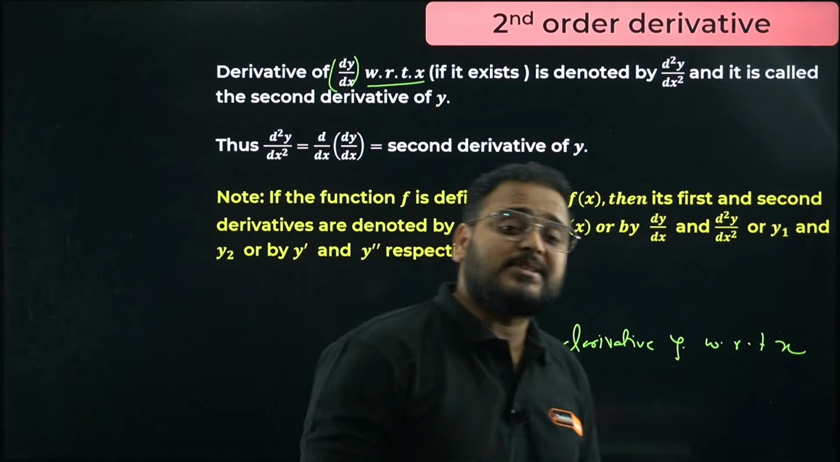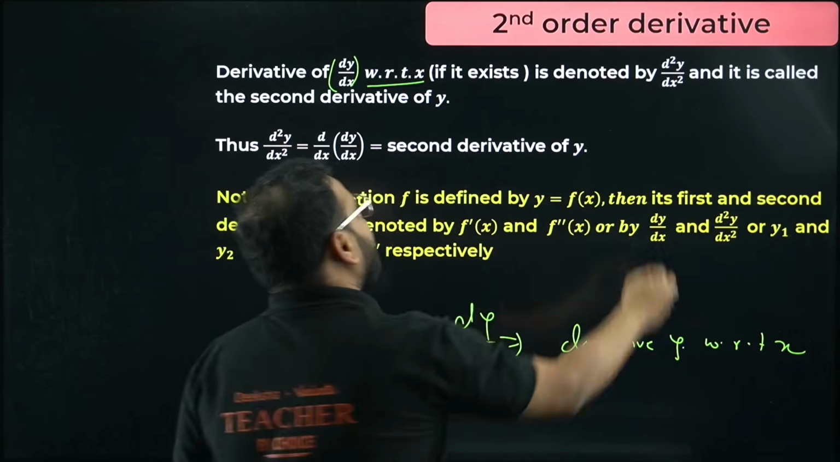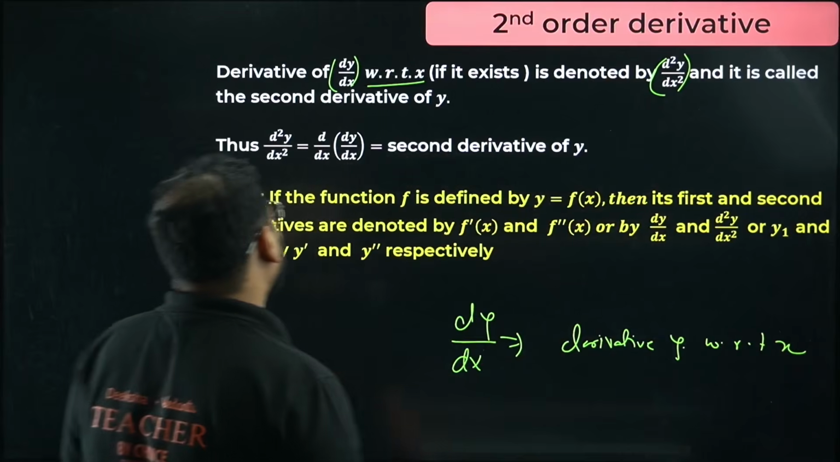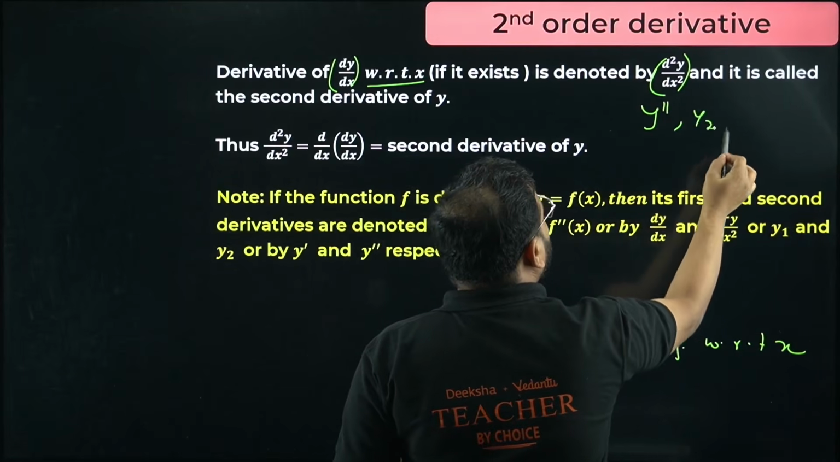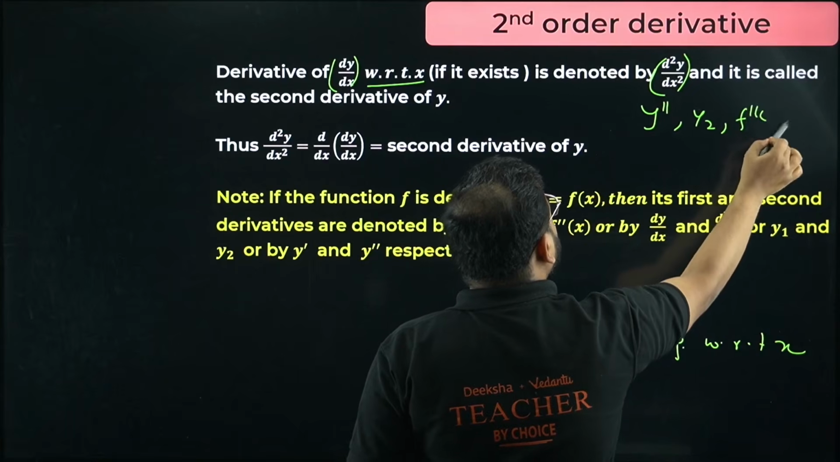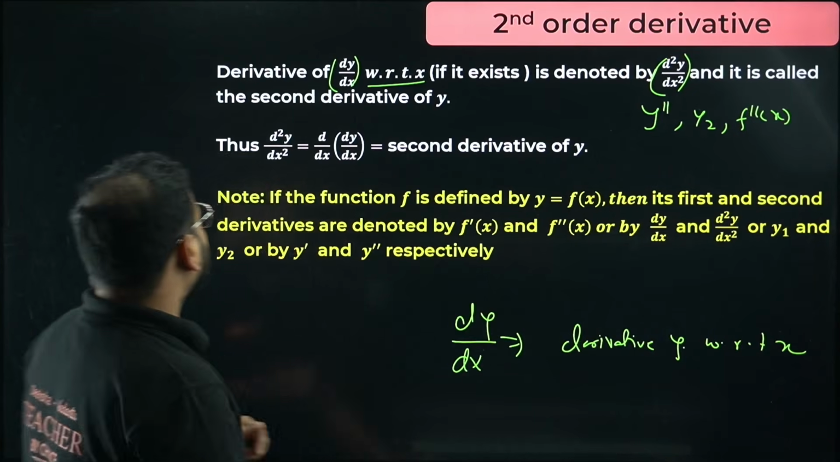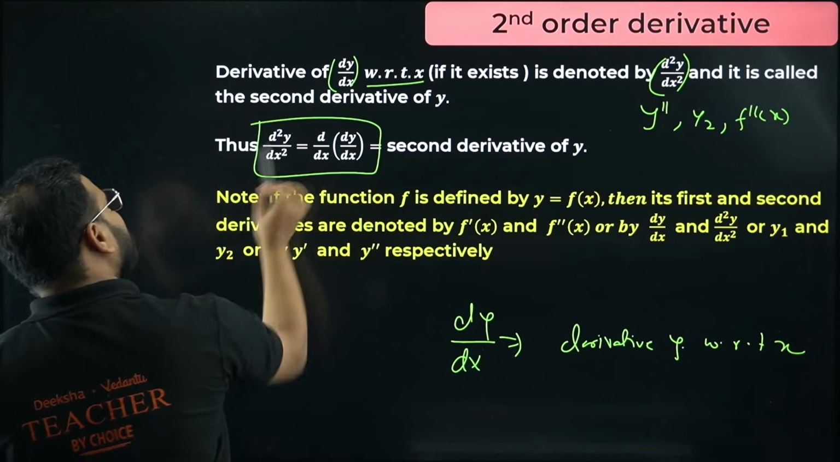So I'll repeat myself. The derivative of the first derivative is called the second derivative and is given by this formula, d square y upon dx square. We can also write this as y double dash, y2, or f double dash of x. That's the way to write the second derivative. So this is how you define it: the derivative of the first derivative is called the second derivative.